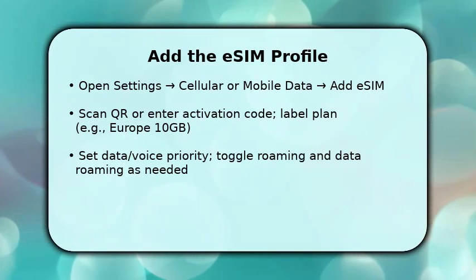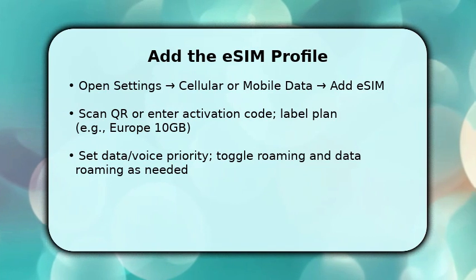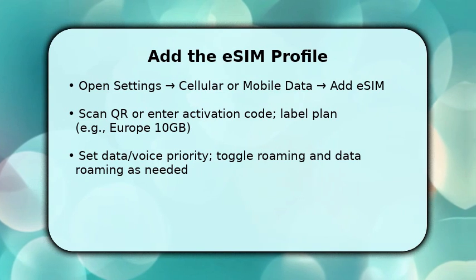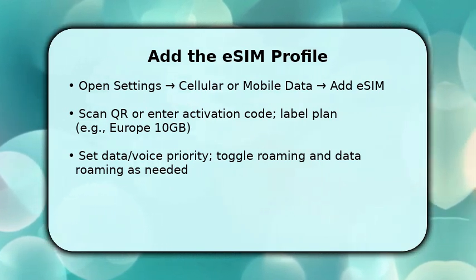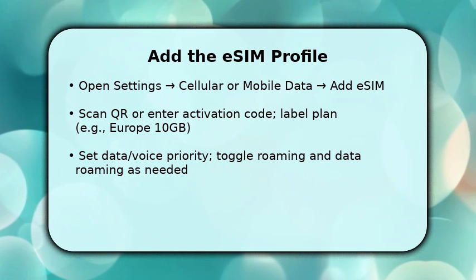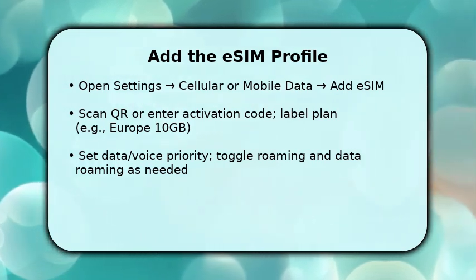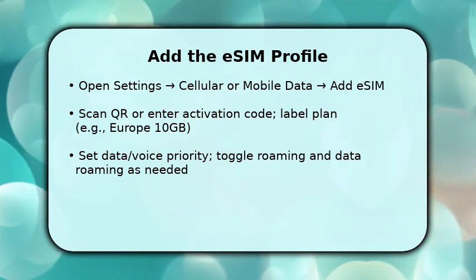You now add the profile. Go to Settings, Cellular or Mobile Data and pick Add eSIM. Once there, scan the QR code or type the activation code. The phone will download the carrier profile and show details. Label the plan clearly so you recognize it in travel. For example, Europe 10 GB.